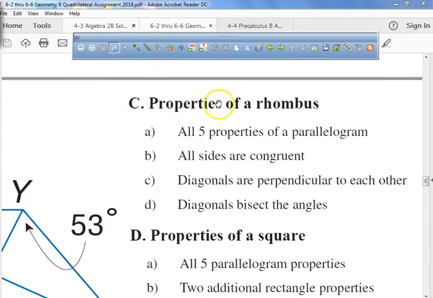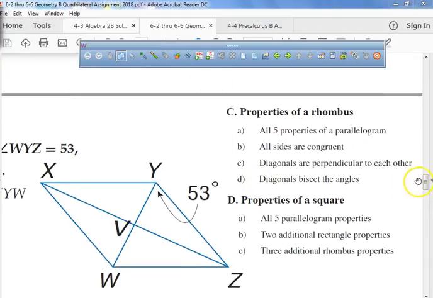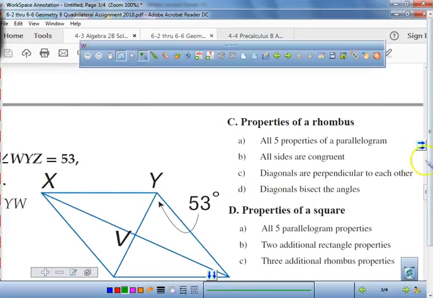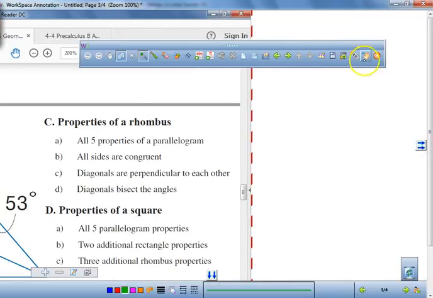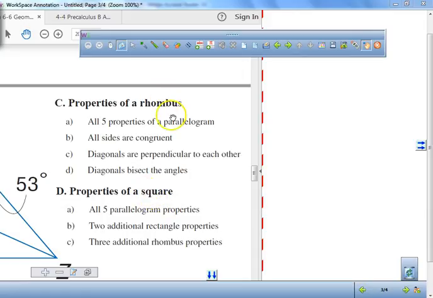So right now, what I need everybody to do in their journals is to take these properties right here, and we are going to draw a rhombus and a square. By the way, all squares are rhombi, but not all rhombi are squares. So make sure to write these down in your journal right now.